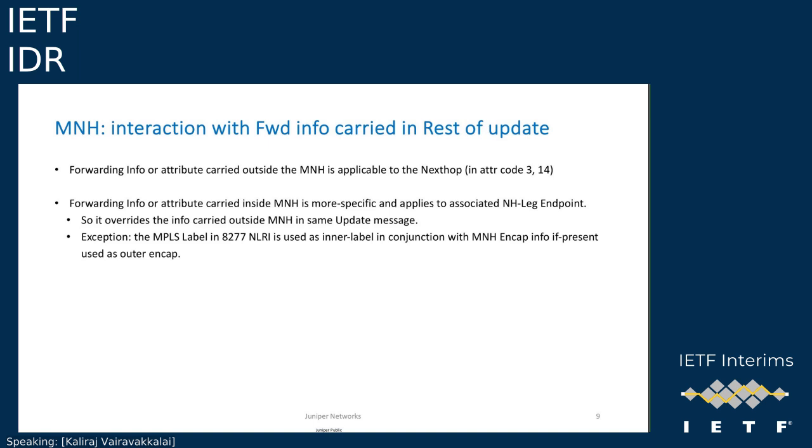And any forwarding info that is carried inside the MNH is more specific, and it applies to the associated endpoint that is carried in the NFI. So the information carried inside the MNH overrides the information carried outside the MNH in the same update message. The only exception to this is the MPLS labels that are carried in the 8277 NLRI. They will be imposed as an inner label, and any encap carried in the MNH will be imposed as the outer encap. So that is the general rule of how we sort out differences, or what the interaction is between these two scopes.